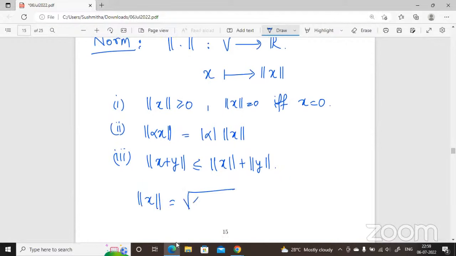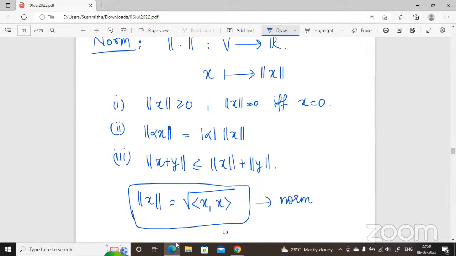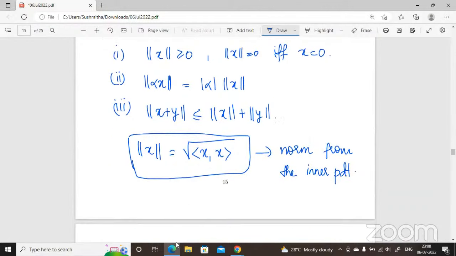The norm of a vector x is the square root of the inner product of x with itself. This is the norm from the inner product. You can define various norms. From the inner product, you can define a norm, that is, the square root of the inner product of x with itself.